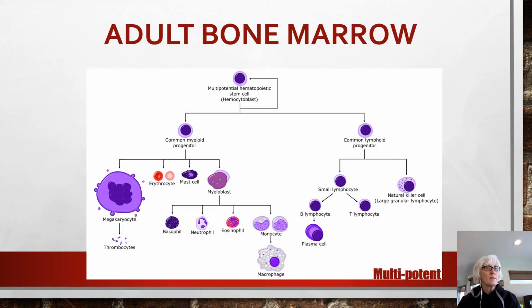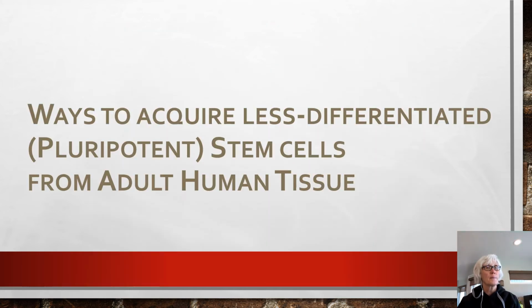We can derive stem cells from adult bone marrow, but those cells can only give rise to other types of blood cells, so these are described as multipotent stem cells. It's possible to acquire pluripotent stem cells from adult human tissue, but it does take some manipulation.